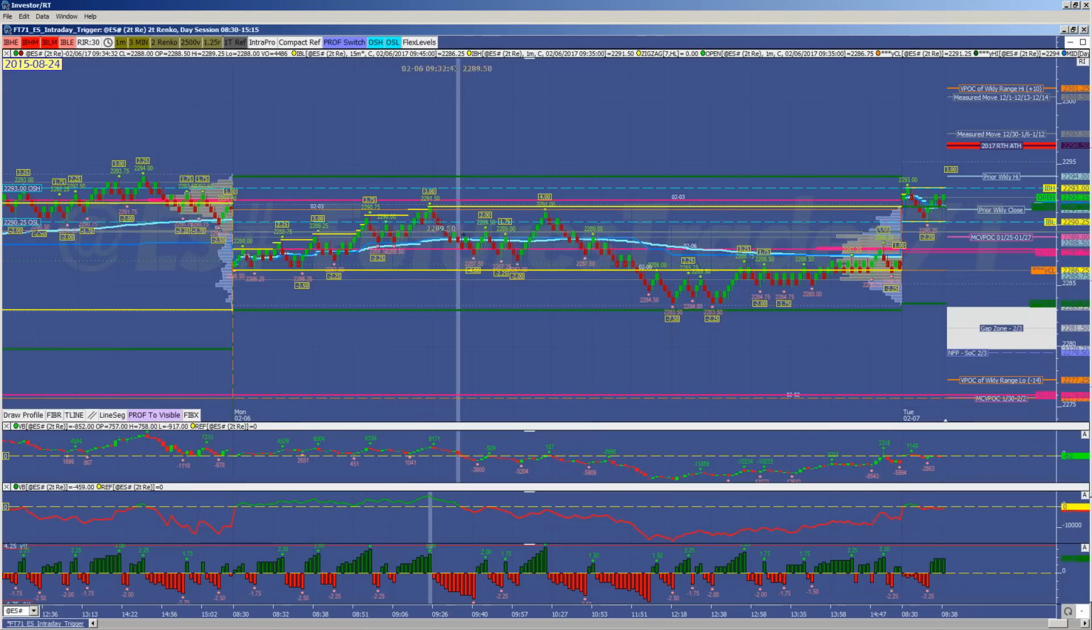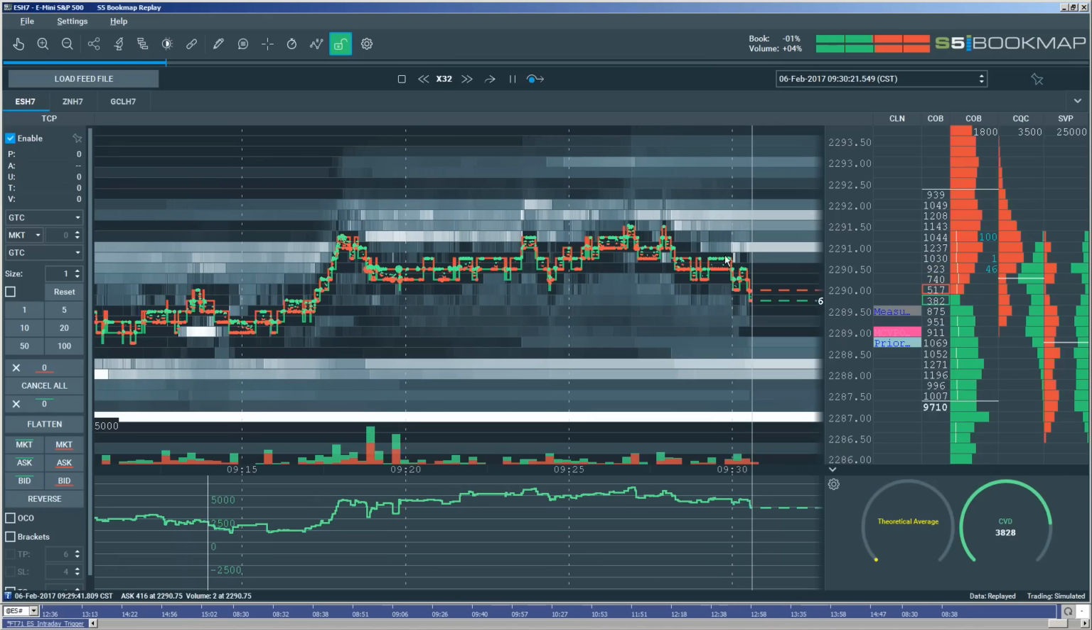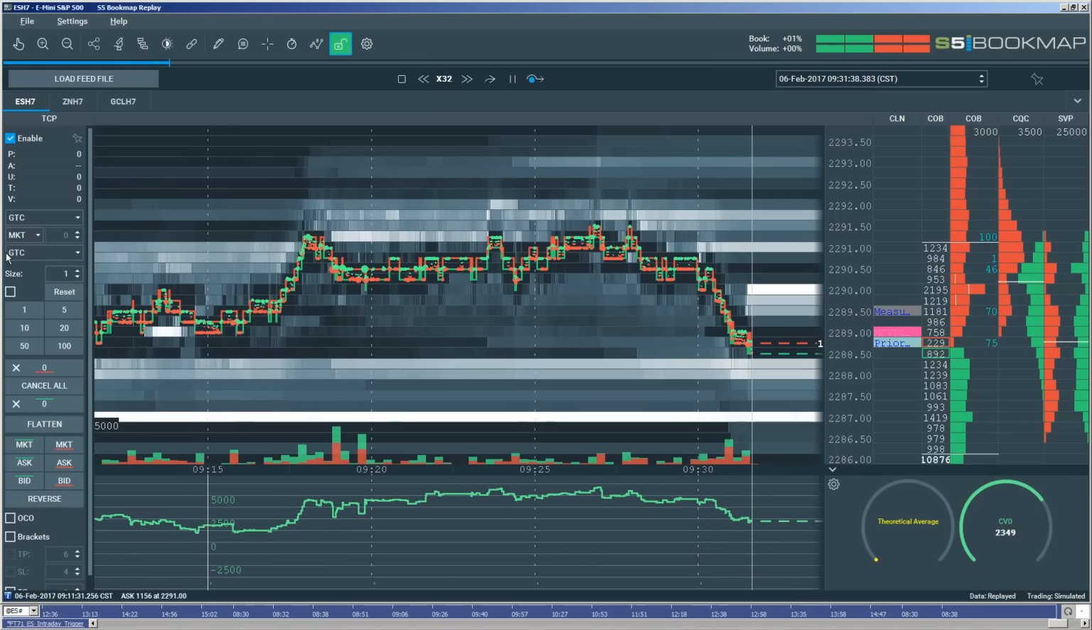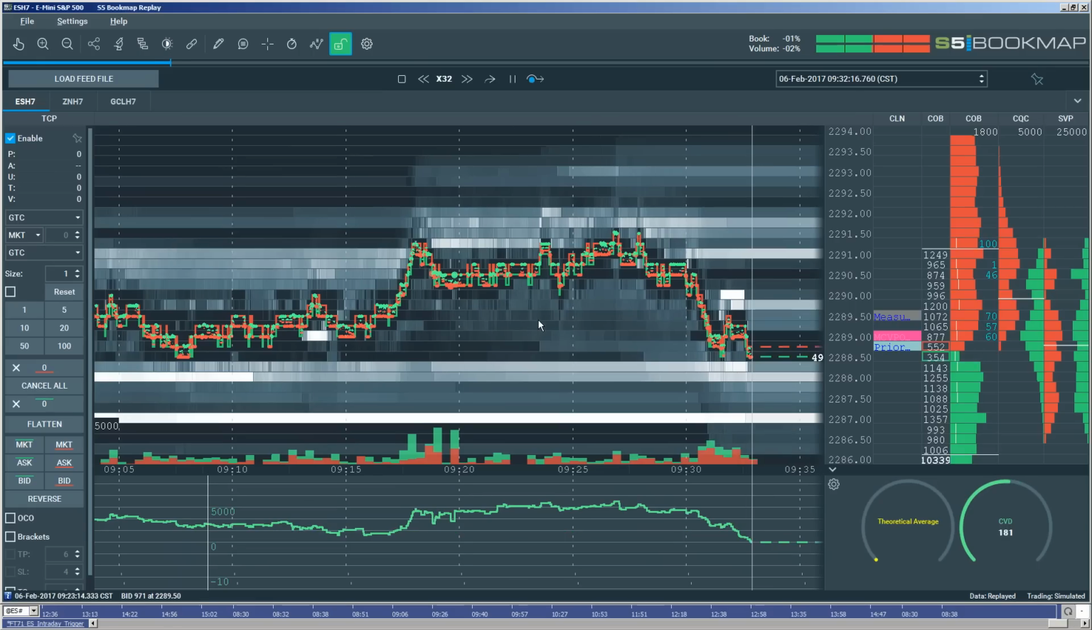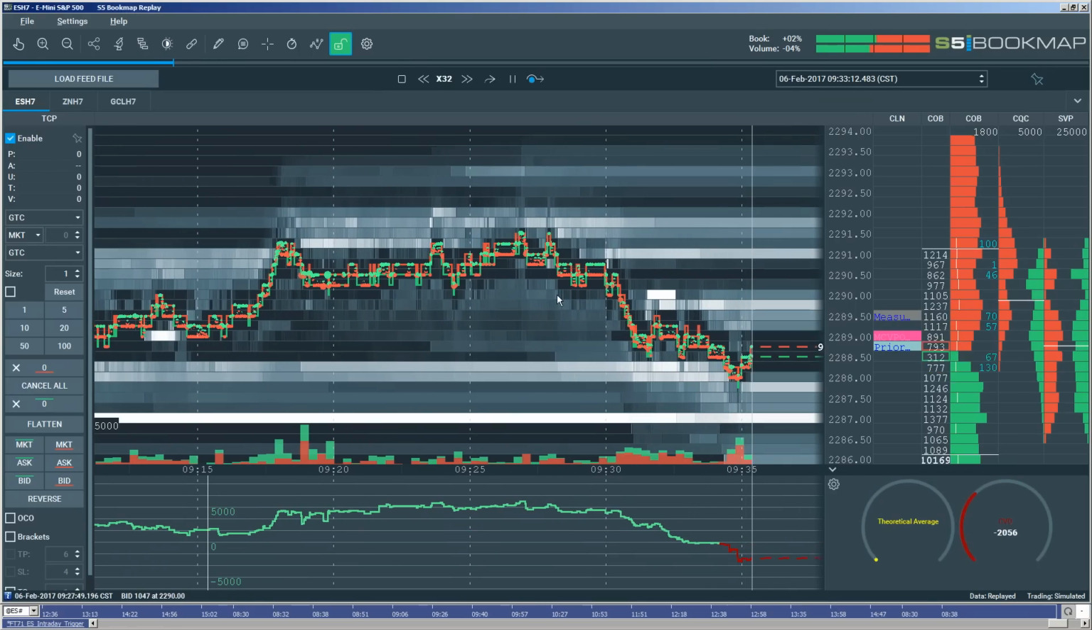So I'm looking for a test, pullback, retest. And so this is what I'm seeing. This is what the market is actually doing. So I've got this set to 1 lots. It looks to me like I may have missed the trade. So my next opportunity is to rely on this area.